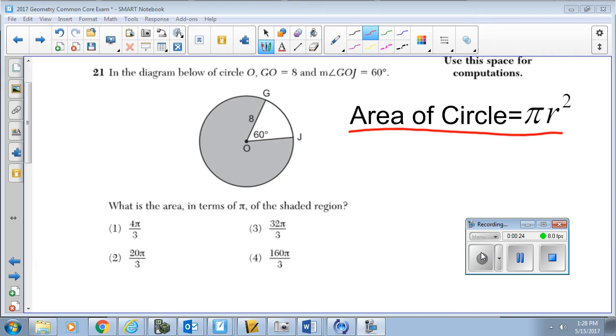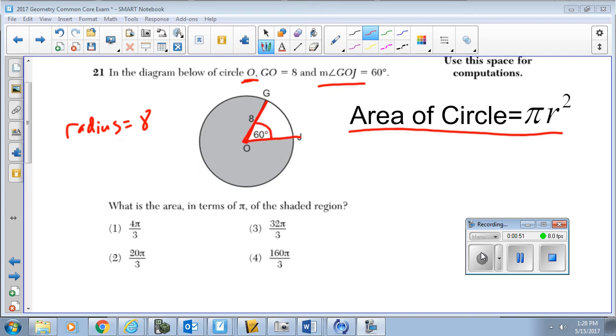It says in the diagram below of circle O, and it says circle O, that means that is the center point. It says GO is equal to 8. So this segment here is equal to 8, which is the radius. So our radius is equal to 8. I don't know if that would be important, but we know it now. And angle GOJ is 60 degrees.